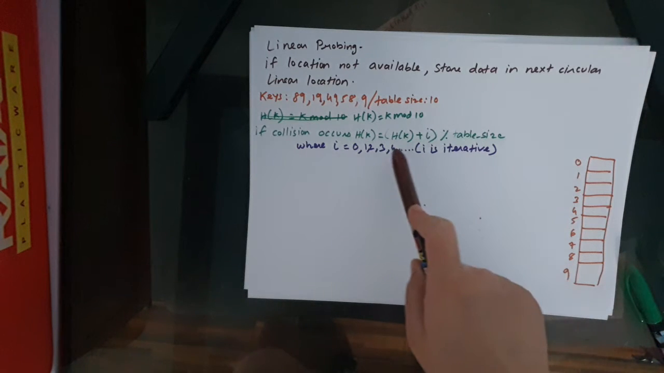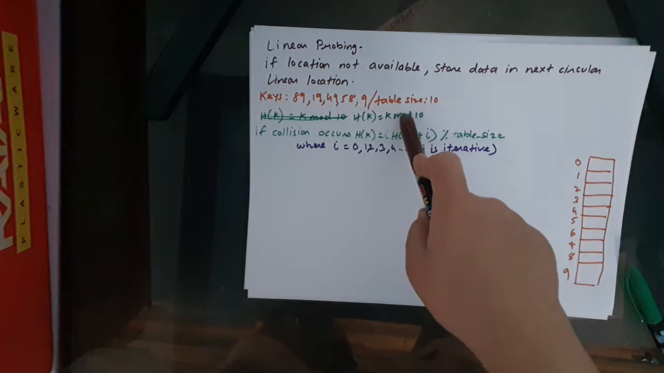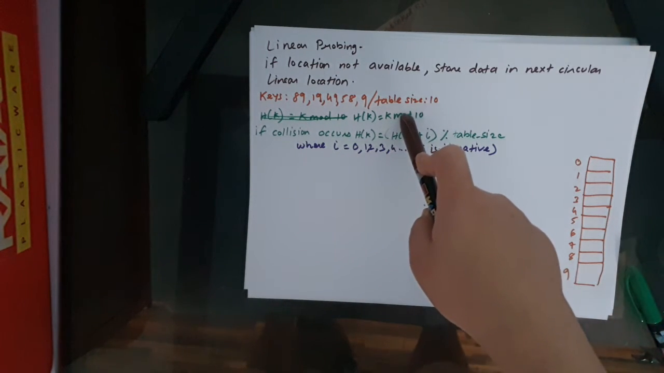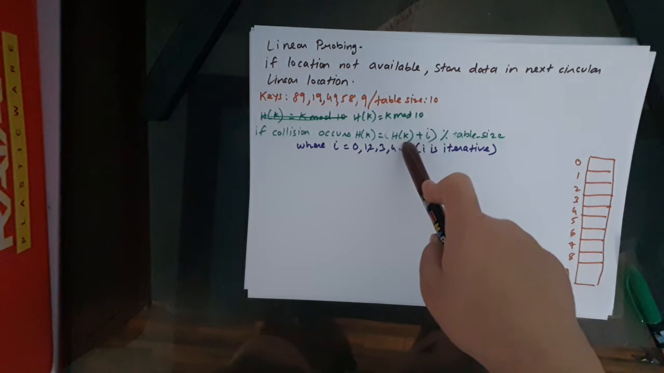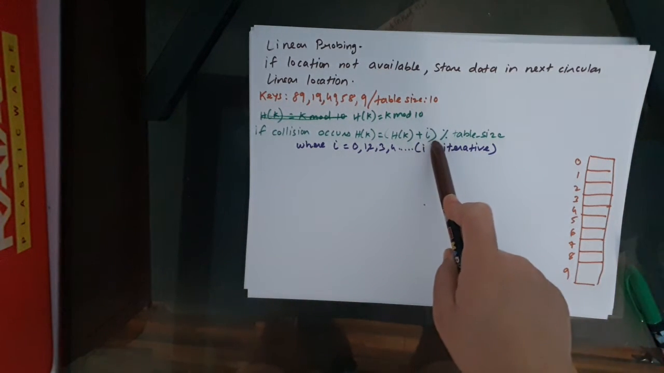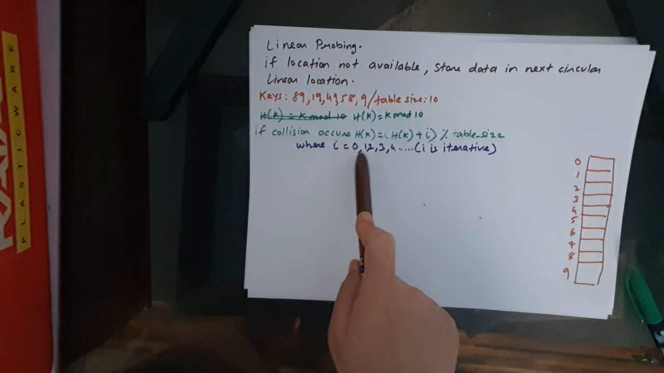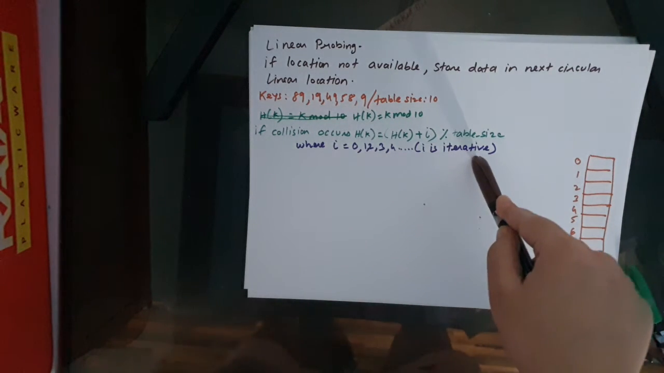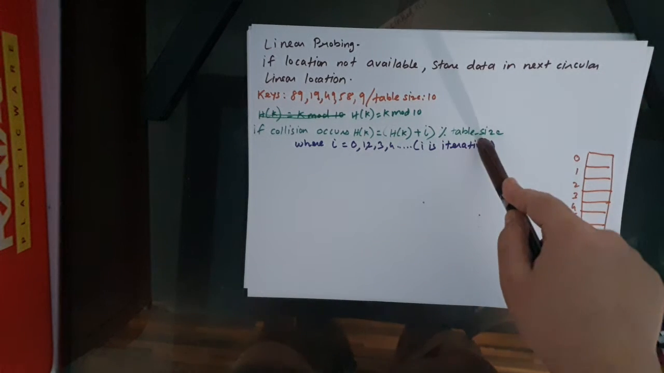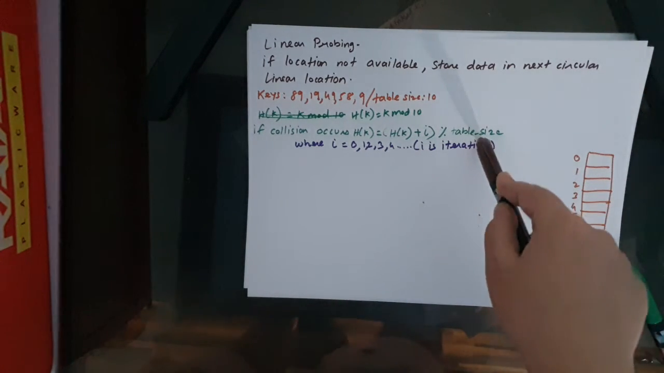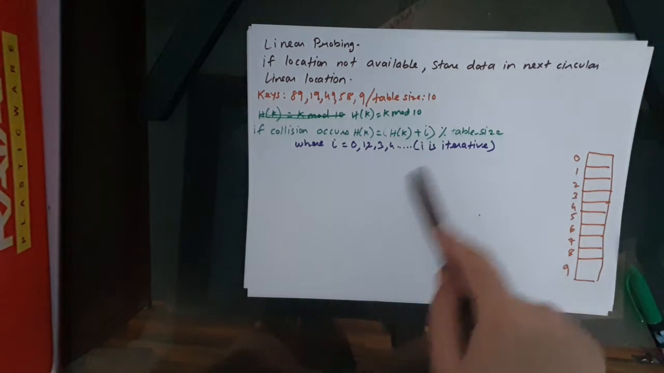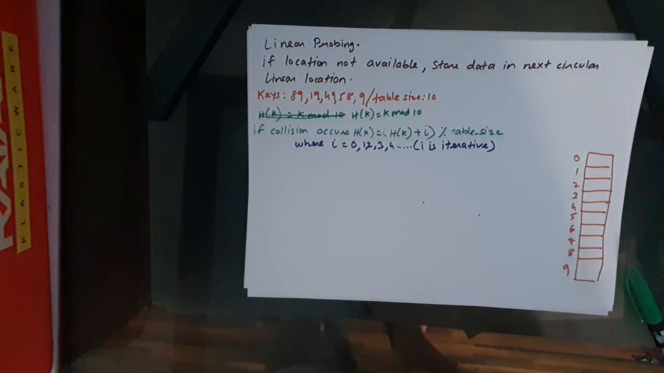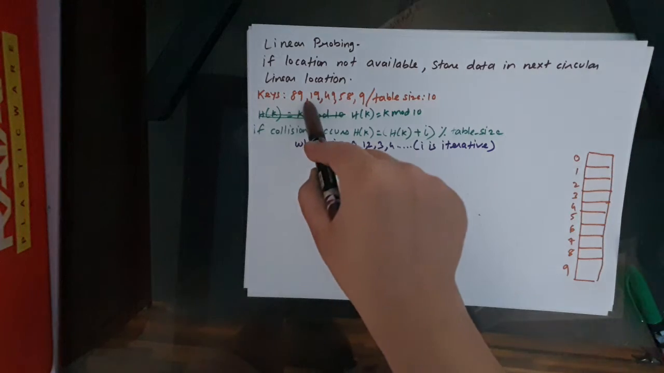In this, we will be taking the existing value from the hash function which you have already used, and then plus i. Your i is going to be 0, 1, 2, 3, 4. It is iterative in nature, modulus table size. You will be able to understand this better with the help of an example. So let's begin with our example right here.